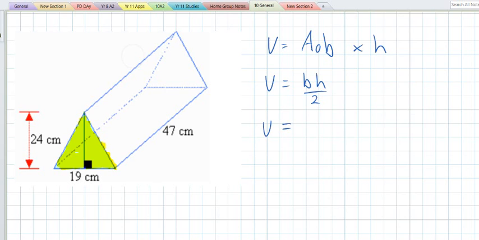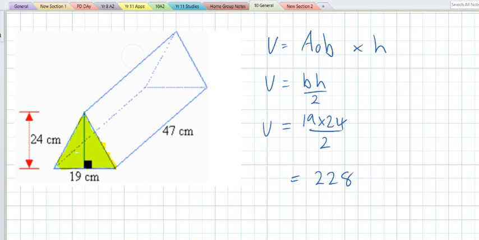Alright. So if we're finding the area of the base, how do we find the area of that triangle, Sam? We've got the volume equation, and for it we need the area of the base times the height of the shape. How do we find the area of this triangle I'm pointing to? 19 times 24. Good. 19 times 24 divided by 2. So that's the base times the height divided by 2. Which equals 228. So now that is the area of our base.